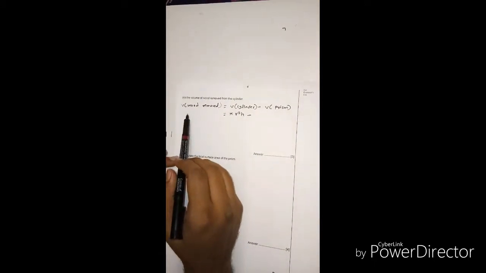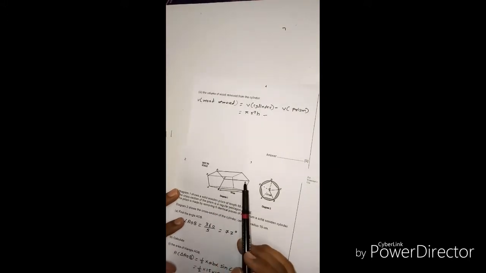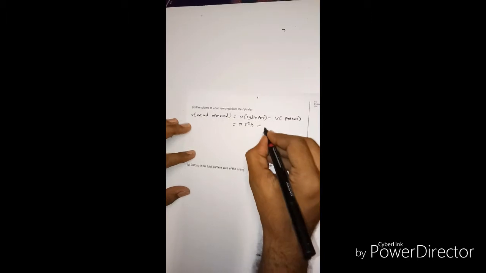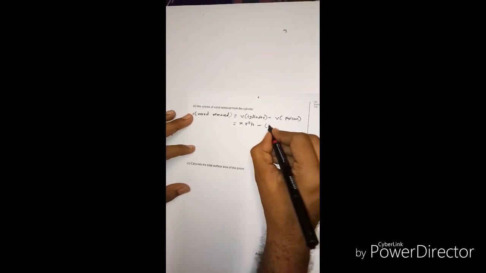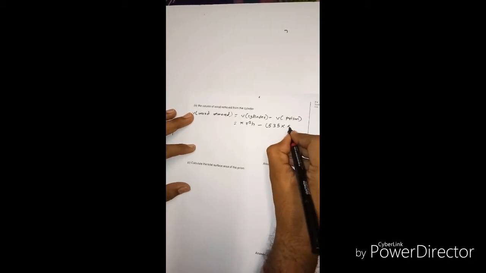Now in the next part, we need to find the volume of wood removed from the cylinder. To find it, we'll find the volume of the cylinder minus the volume of the prism, and then we will get the answer. I will subtract both the values and get the answer. The volume of the cylinder is pi r square h, minus the volume of the prism, which will use the last value, 535, into 50, the length.